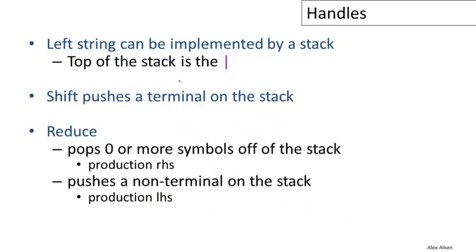And also reviewing what we did in the last video, the left string can be implemented by a stack where the top of the stack is marked by the vertical bar. So shift pushes a terminal onto the stack and reduce pops 0 or more symbols off the stack, and that's going to be the right-hand side of some production. And then it's going to push one non-terminal onto the stack, which is the left-hand side of that same production.